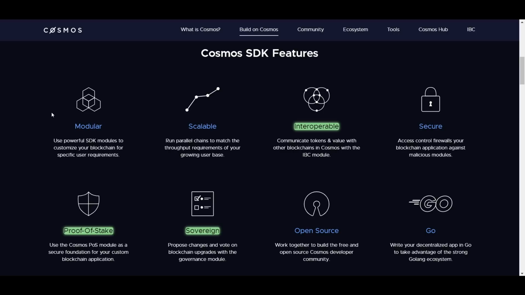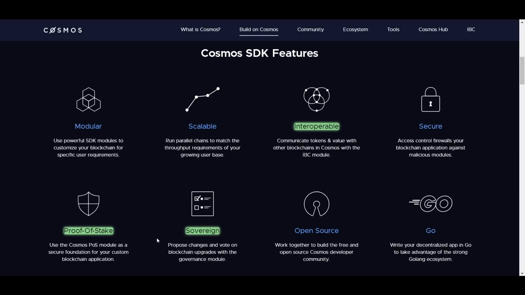Okay, so you can see a bunch of those benefits listed here. Some of the highlights are that any chains built on Cosmos come with built-in interoperability. They are proof of stake, and they have a basic form of governance that can be used to allow token holders to vote on changes and upgrades.